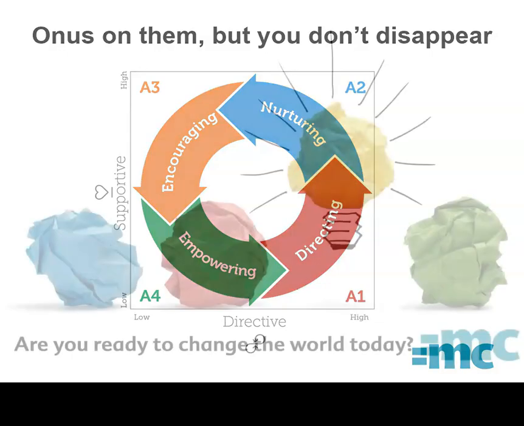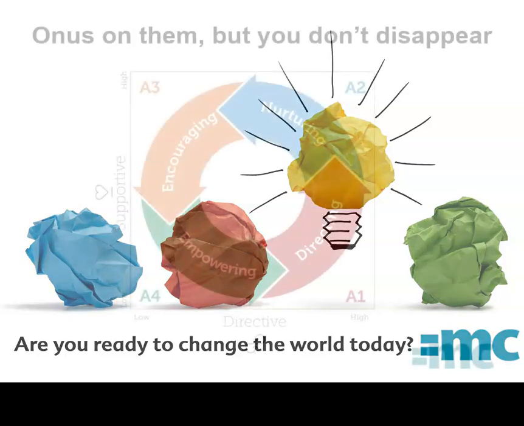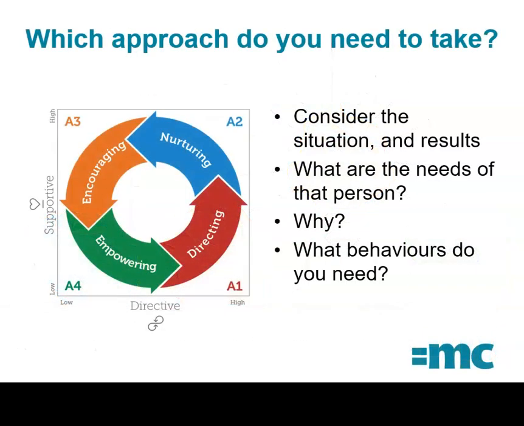That's it. What we've just seen are the 4 styles that you can adopt based on the situation and the person. Take some time to think about the people that you're working with and which approach would be most appropriate to the situation. What are their needs when it comes to delivering the results required? Why is that? What behaviors do you need to get the best out of them?